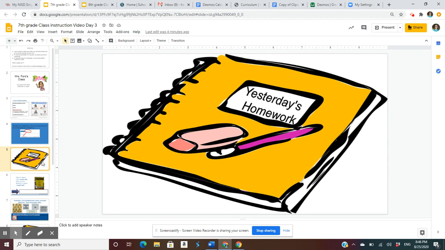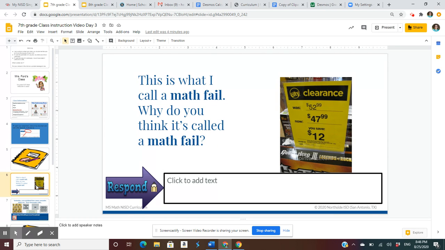Yesterday's homework, let's talk about that for a second. You had a question that says, this is what I call a math fail. Why do you think it's called a math fail? I've heard lots of interesting responses, some being that there's no decimal and zeros after the $12. And then I had somebody also say that if you subtract $52.99 and $47.99, you don't get $12. You actually get $6. Very interesting ideas. Think about that.